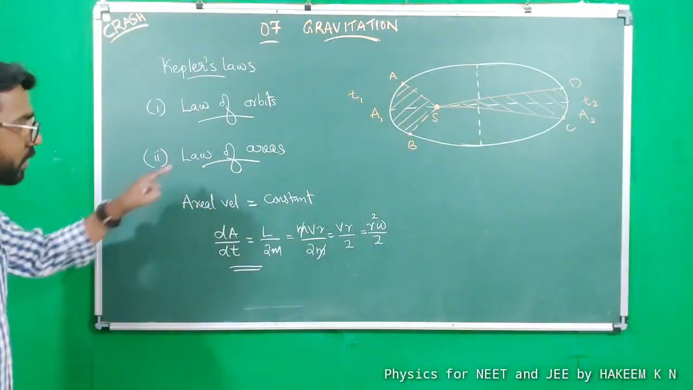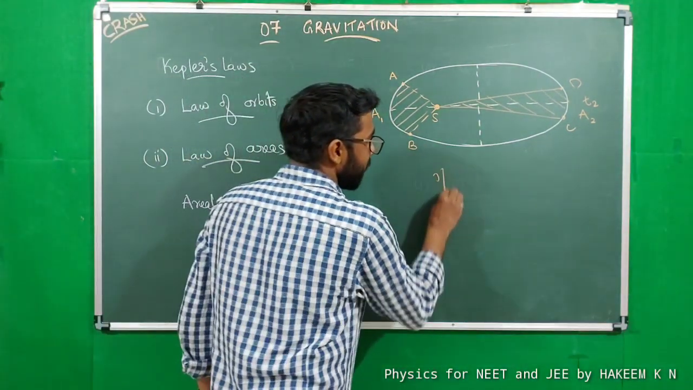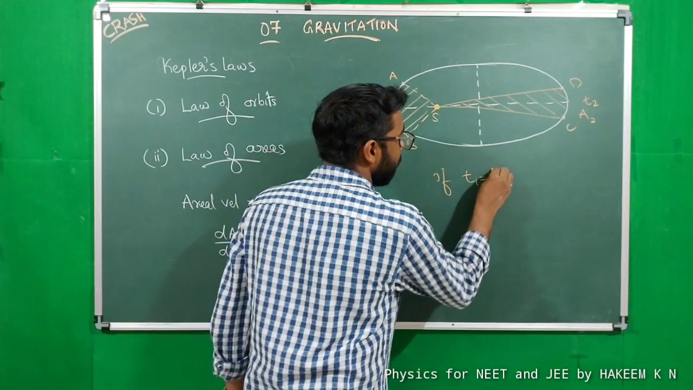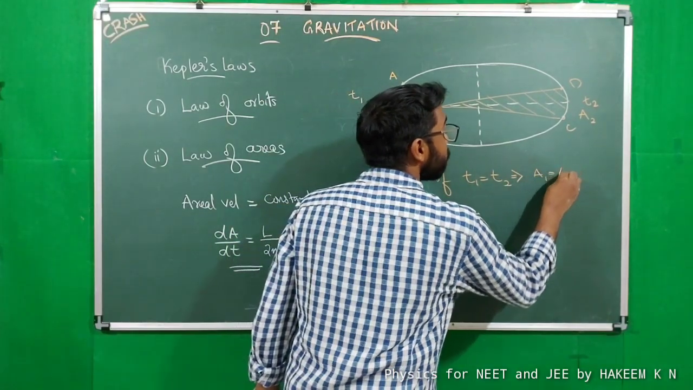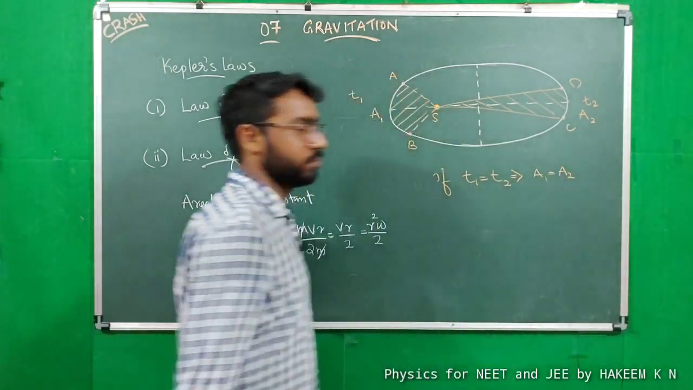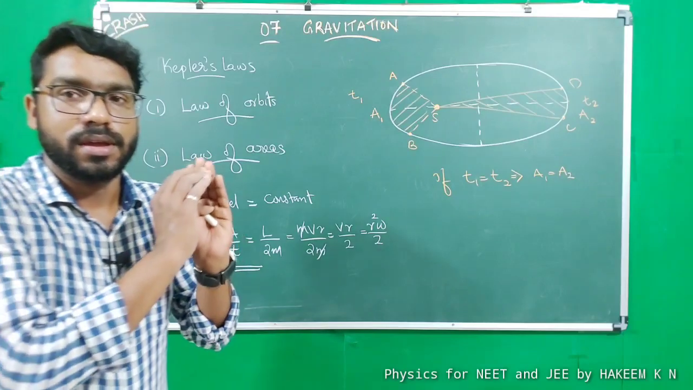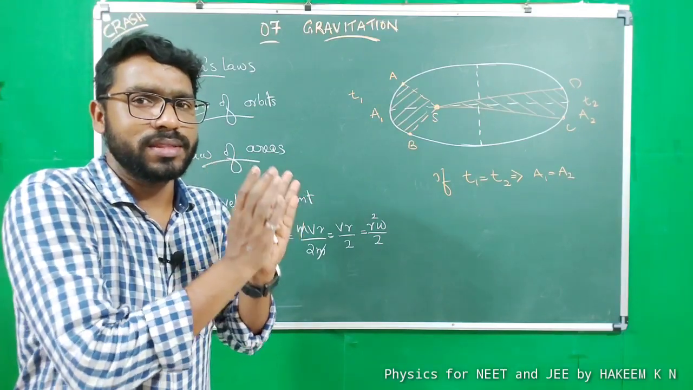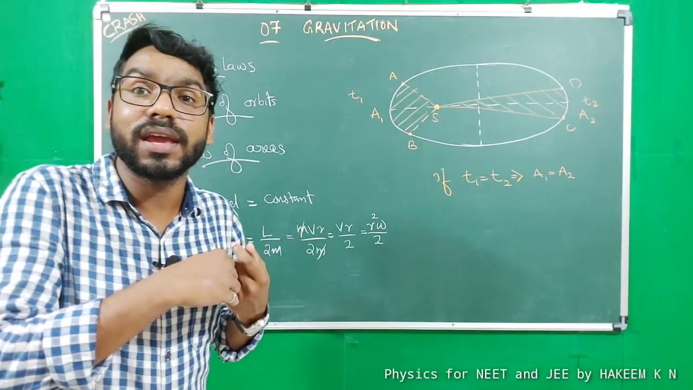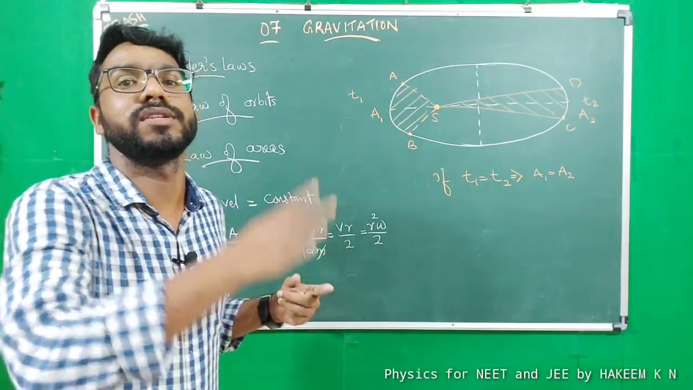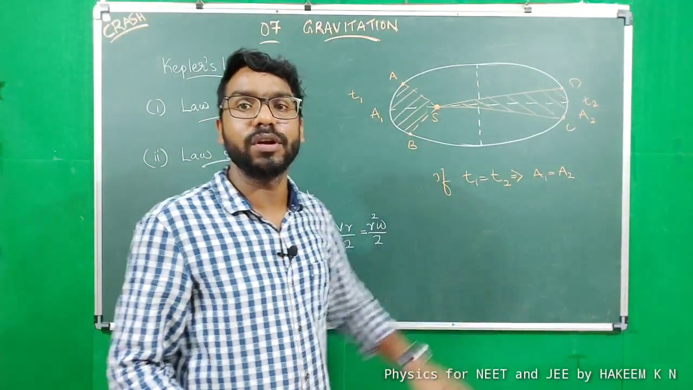According to the law of areas, if time t1 equals t2, area A1 should be equal to A2. That is what is discussed by the law of areas. The line joining the sun and the planet sweeps out equal areas in equal intervals of time. So if t1 equals t2, then A1 equals A2.